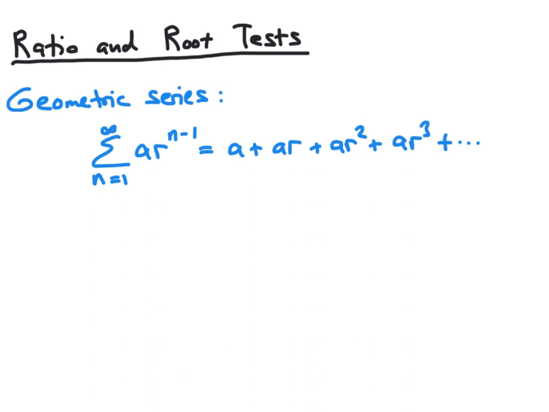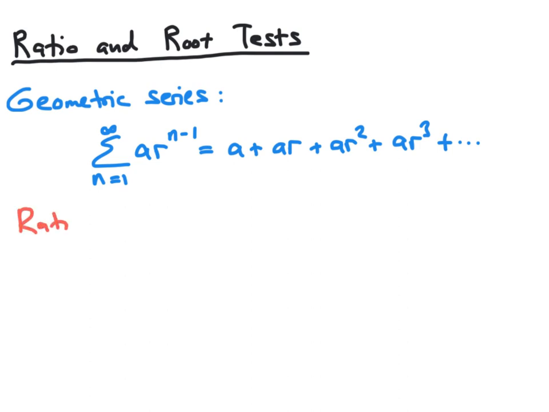In order to motivate the ratio test, we're going to recall the basic structure of geometric series. So recall that a geometric series is a series of the form sum n equal 1 to infinity of a times r to the n minus first power. Here a and r are just two real numbers. If we want to write out some terms of the series, the terms would be a plus ar, plus ar squared, plus ar cubed, and etc.